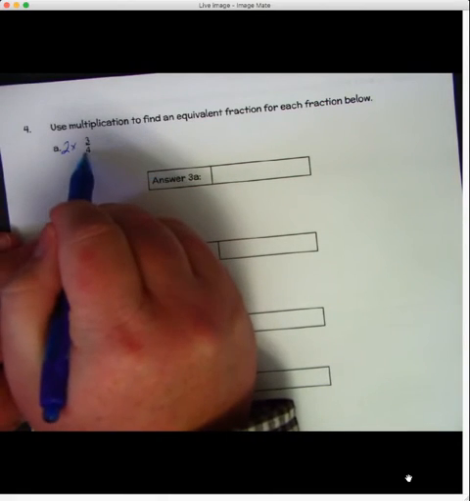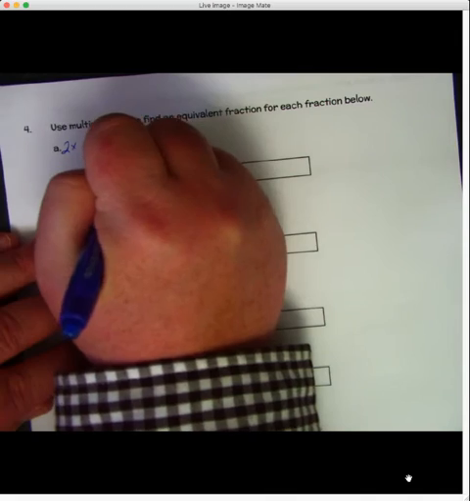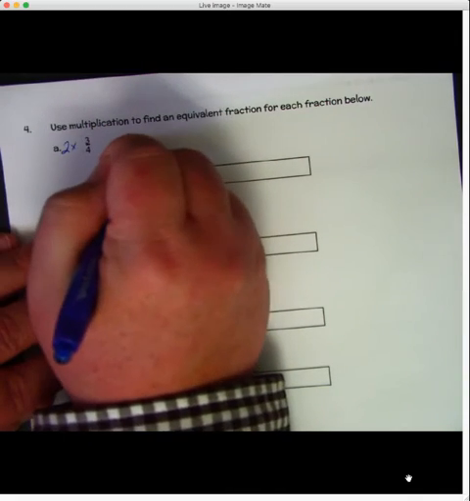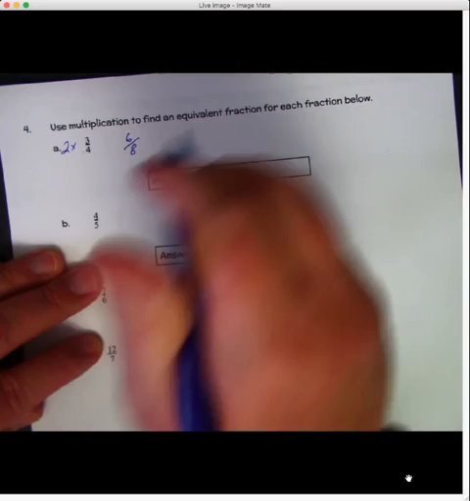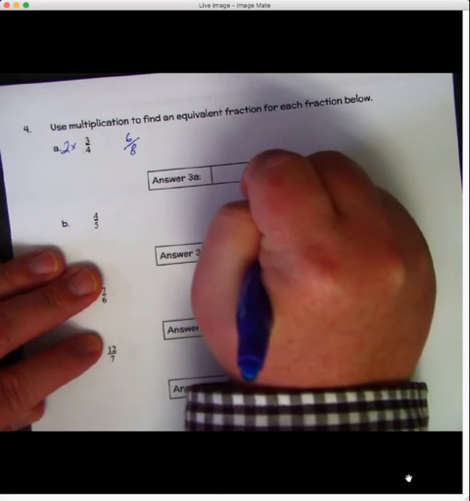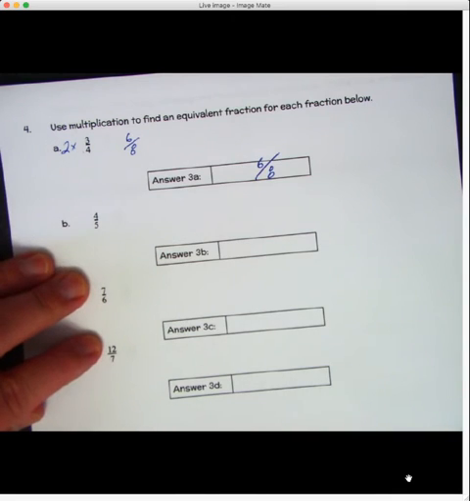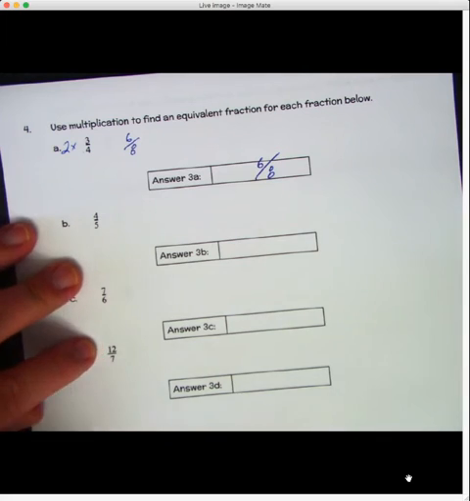I'm going to do the top and the bottom. 2 times 3 is 6. 2 times 4 is 8. So an equivalent fraction to 3/4 is 6/8. You can pick any number. Let's do 3 on this one.